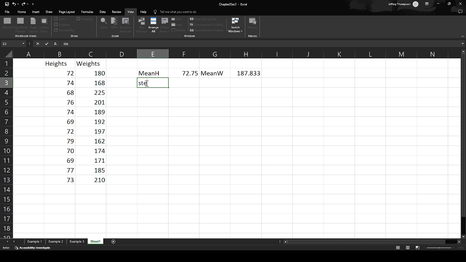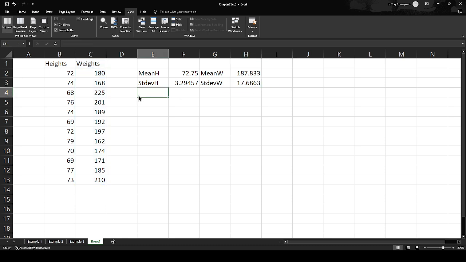Then we need the standard deviation. So equal sign STDEV.P of B2 to B13. Whoops, I typed over my standard deviation. The standard deviation is STDEV.P of B2 to B13, the standard deviation of a population. And that's the height. And the standard deviation of the weight is equal to STDEV.P, because it's a population, from C2 to C13.